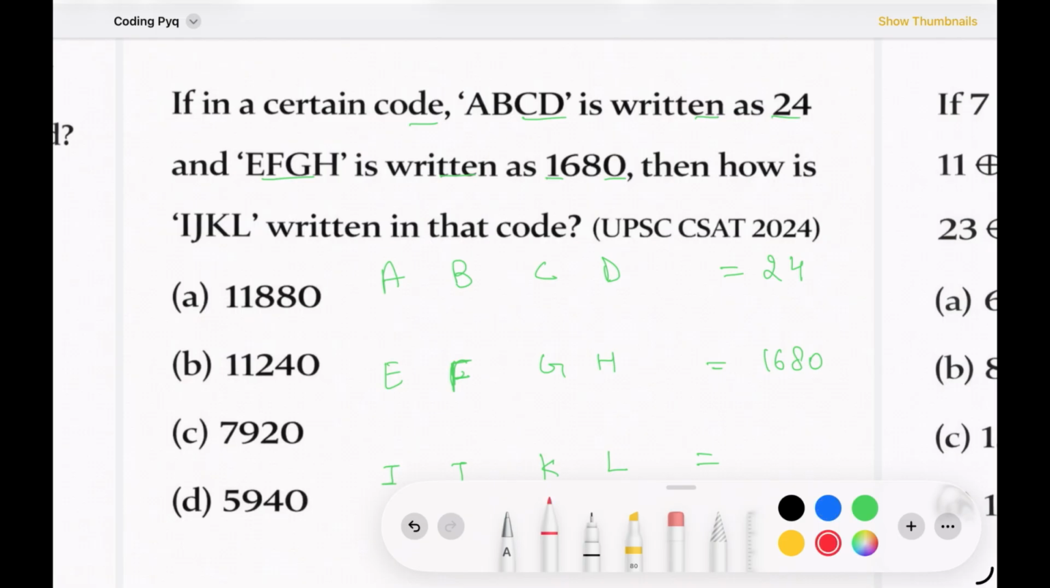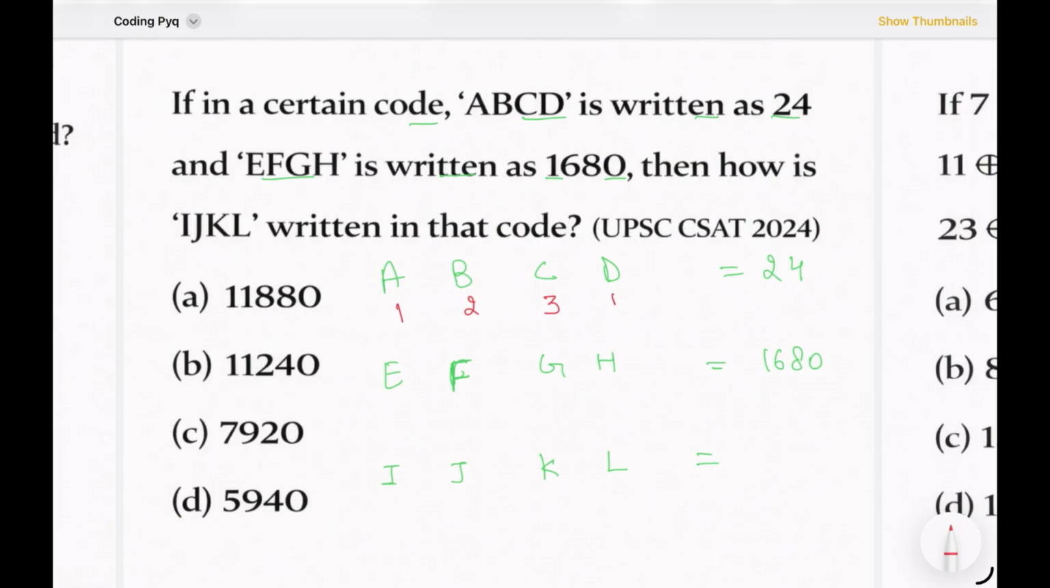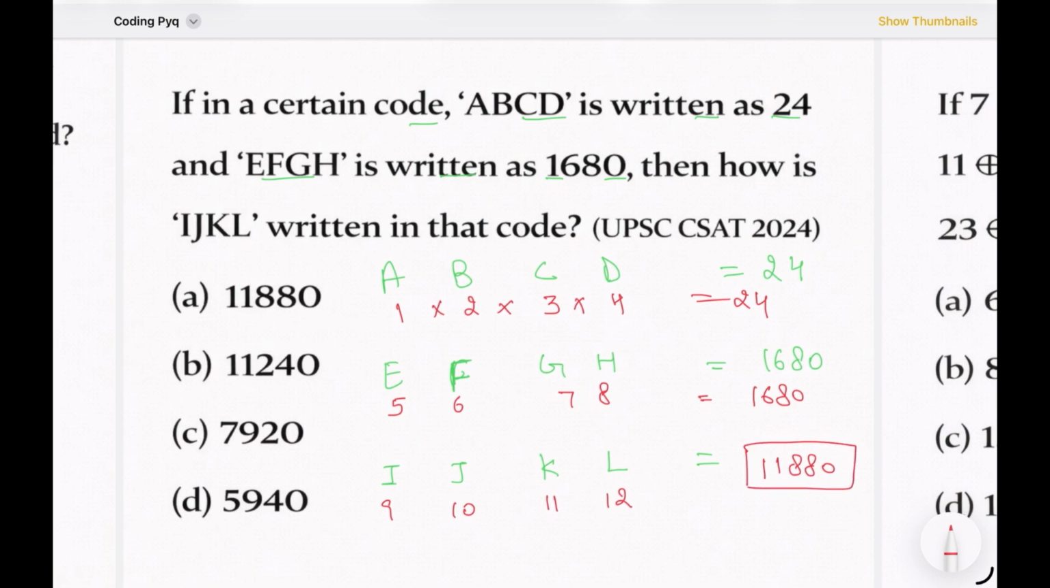A is on first place, B is on second, C is on third, and D is on fourth, then 5, 6, 7, 8, 9, 10, 11, and 12. Now, how do 1, 2, 3, and 4 give the answer 24? If we multiply all, 1 into 2 is 2, 2 into 3 is 6, 6 into 4 is 24. And 5 into 6 into 7 into 8 is 1680. So the letter positions are multiplied with each other. For I, J, K, L, that is 9 into 10 into 11 into 12, we get 11,880. So IJKL is coded as 11,880. Option A is the correct answer.